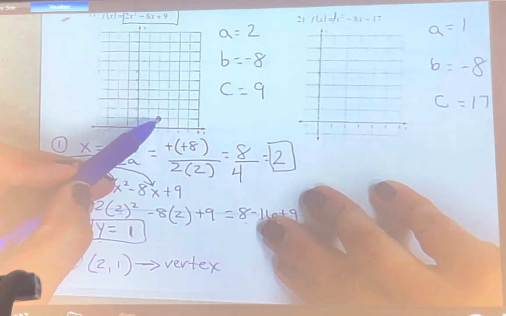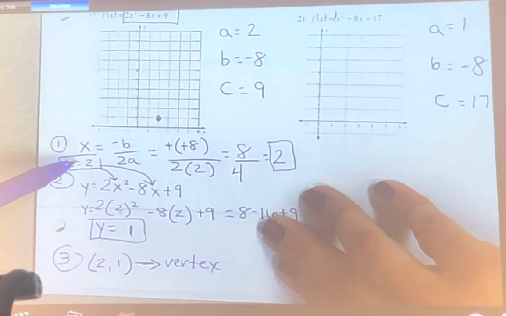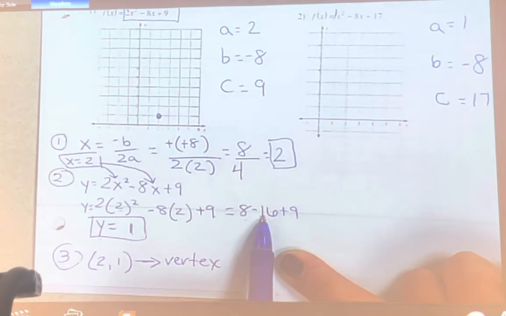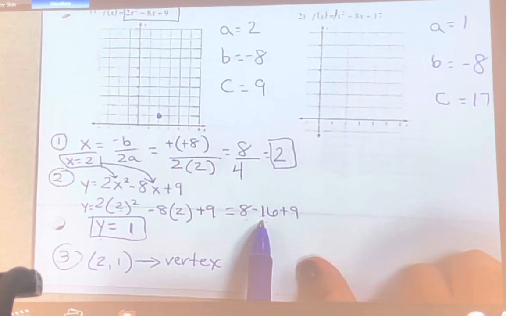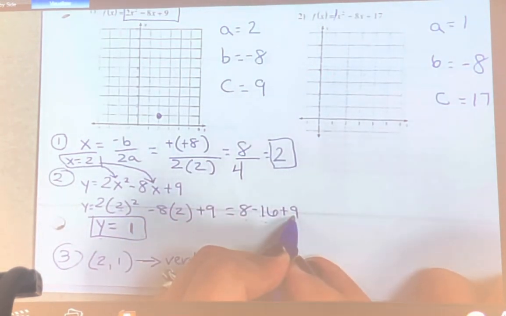Plot my vertex and axis of symmetry. And the axis of symmetry is x equals 2. Yes. How did you get 1? Here? Yeah. 8 minus 16, or 8 and a negative 16, however you look at it, is negative 8. Right? Yes or no? Okay. Negative 8 plus 9 is 1.